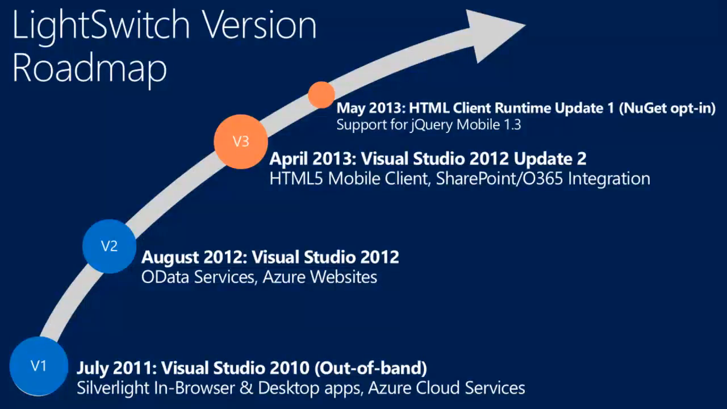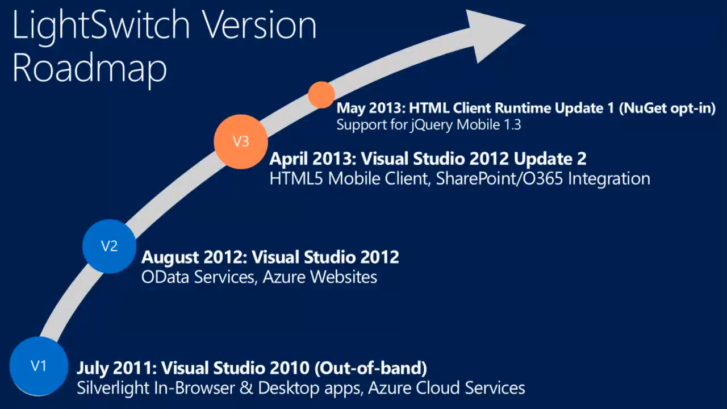And in version 3, the target of that release was the mobile client as well as the SharePoint integration. Now, because we have the HTML client, you're writing JavaScript, and I'll show you how we can customize in JavaScript. You're not writing a lot of JavaScript, but you can to customize it. We're based on jQuery, and as jQuery and jQuery Mobile evolve, we don't want you to get stuck with LightSwitch and have it not move.